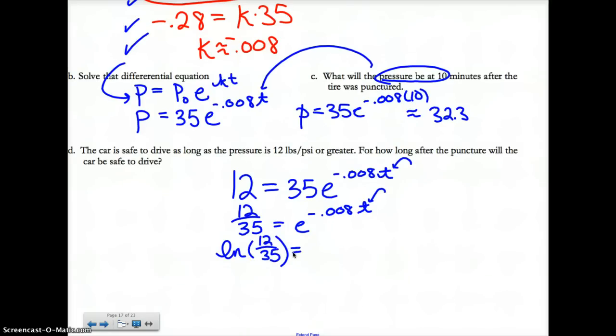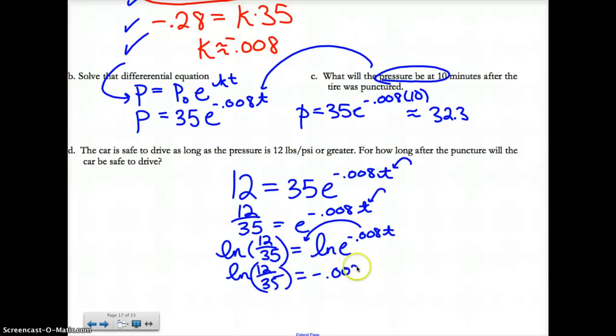And basically it cancels it out. I'm going to write it all out here for the first time we're doing it, but it's got a lot of pattern to it. Remember, exponents can come out front, property of natural logarithms, and the natural log of e is simply 1. So I end up with ln of 12/35 is equal to just negative 0.008 t.